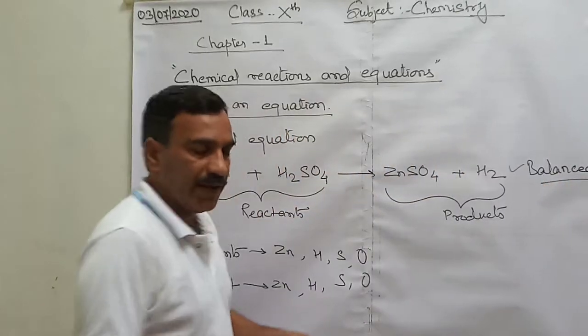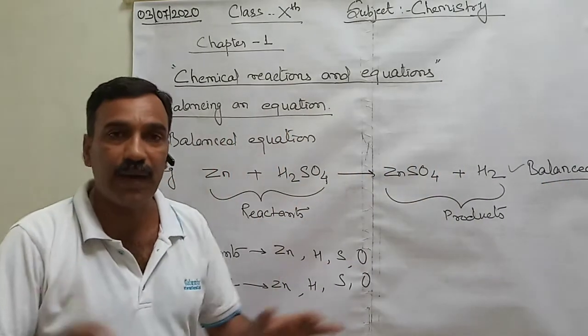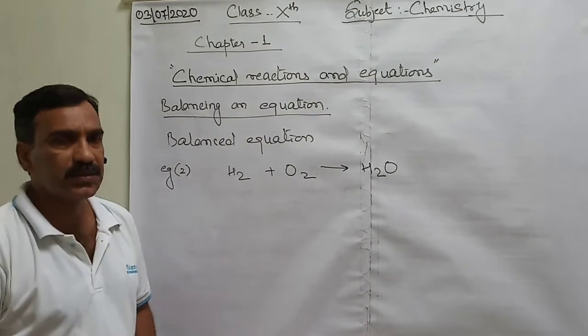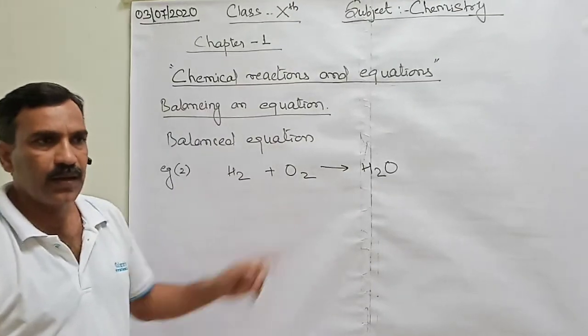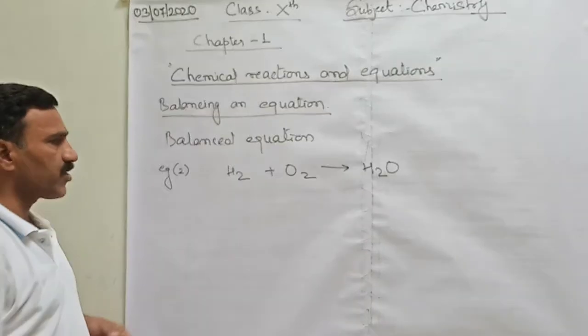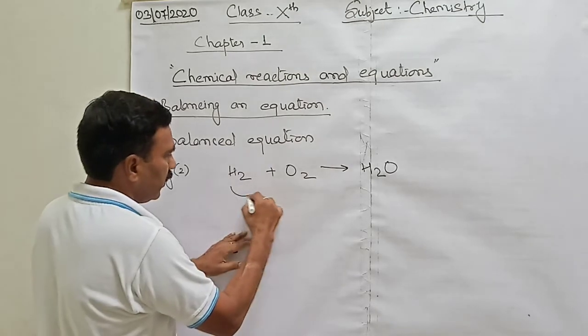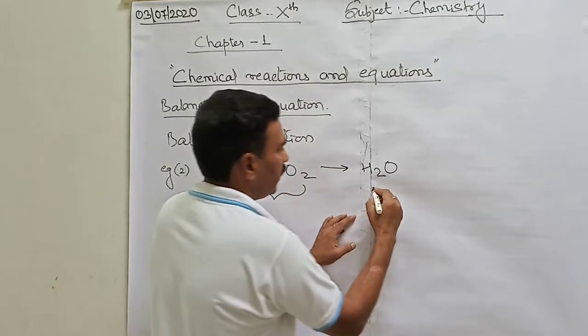Now let me explain on the basis of an example of an unbalanced equation. Consider the second example. This is an example of the formation of water. In this example, again these are the reactants and this is the product.